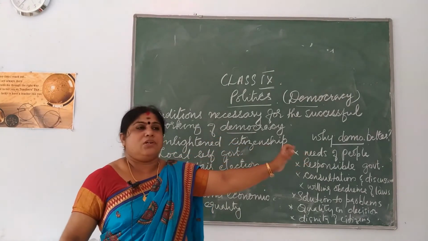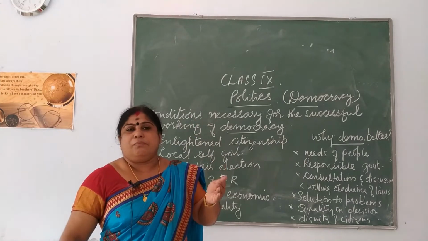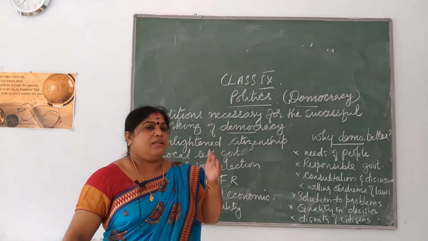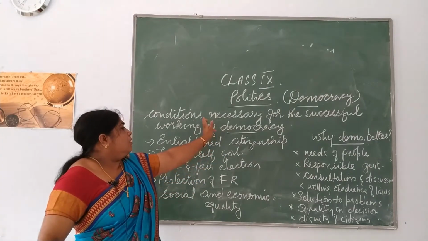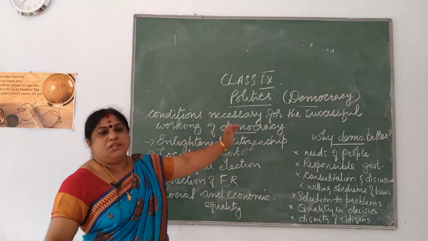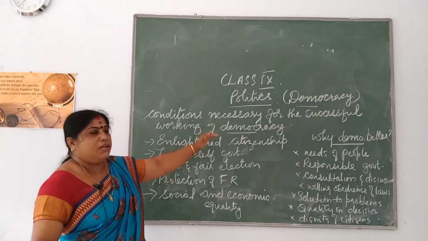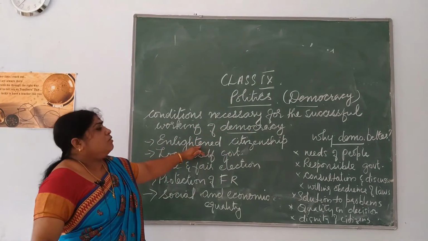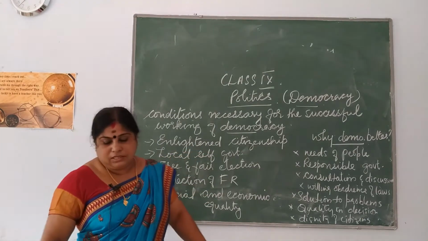So, you already know what democracy is. Democracy is a form of government of the people, by the people, and for the people. So what are the conditions that you need for a democracy to successfully work in a country? So the first feature that you need is enlightened citizenship.